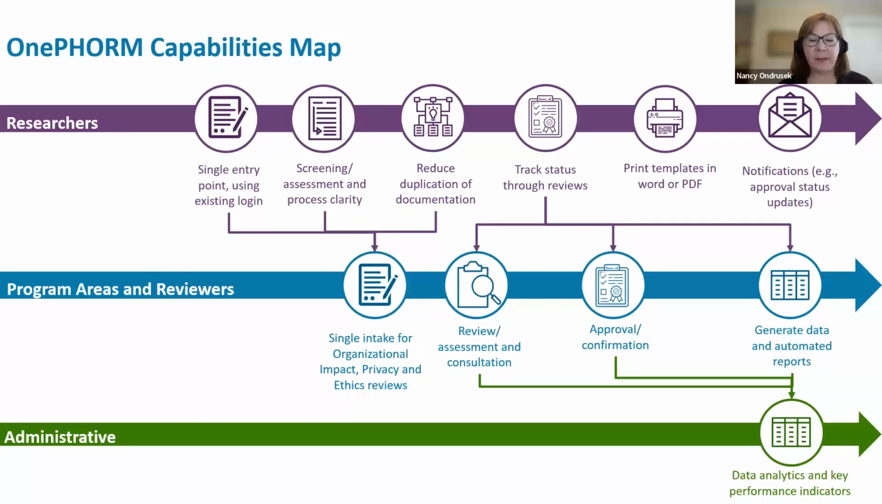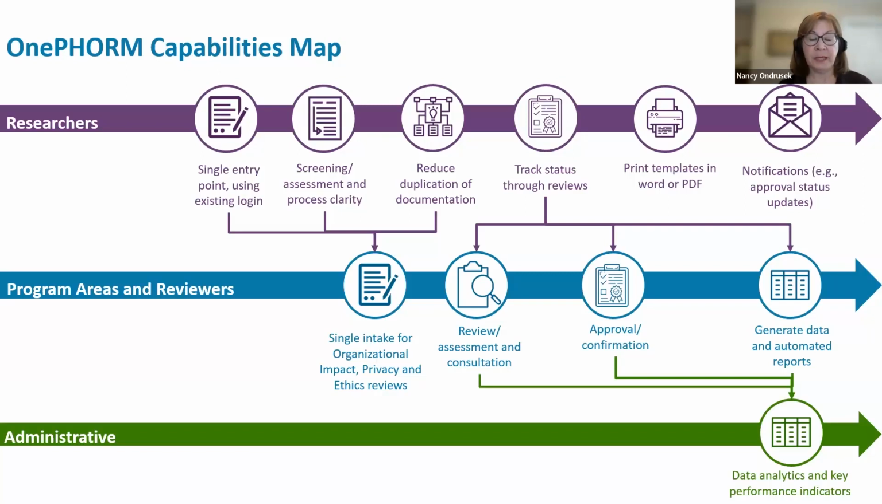This capabilities map summarizes some of the key features of OnePHORM. Looking at the top line, the purple line, for researchers, some of the key features include the single intake and reduced duplication of documentation that I'd mentioned already, as well as providing clear criteria for determining what reviews are needed for a particular project, because not every project requires every review or to the same extent. OnePHORM lets you track the status of the reviews throughout, so you don't have to keep emailing and asking people, is it approved yet? And it provides email notifications with reminders and status updates.